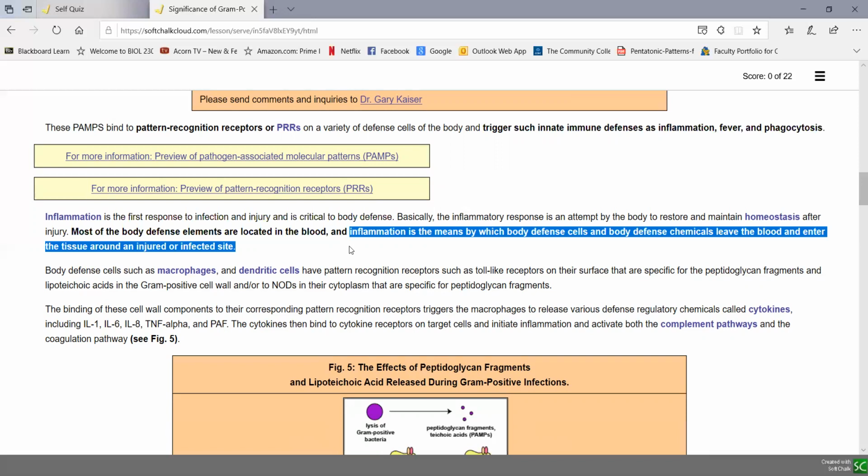Well, inflammation is how our body defense cells and defense chemicals leave the blood and enter the tissue around the injured or infection site. If the defense cells and the defense chemicals just flowed past the injured site, that wouldn't do us any good. So we have to have some way to get those defense cells and defense chemicals out at the infected site or the injured site. And that's what inflammation does.